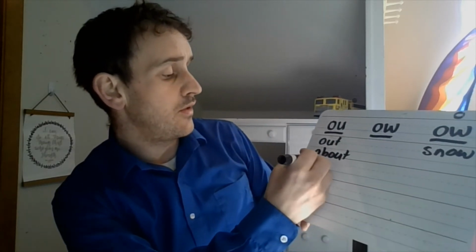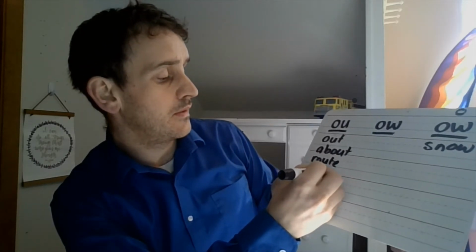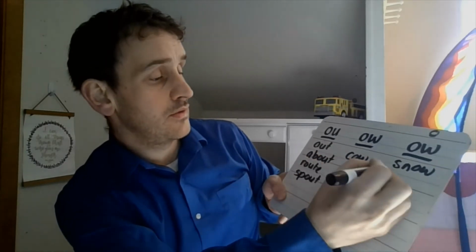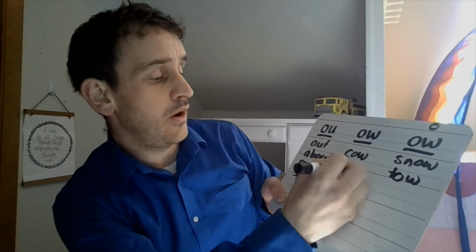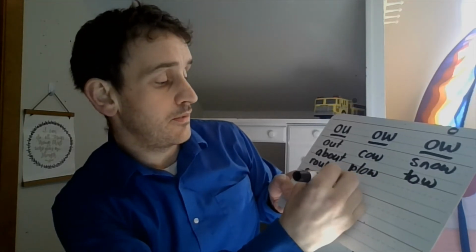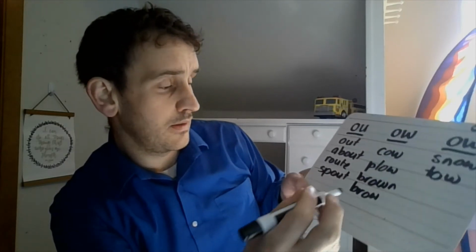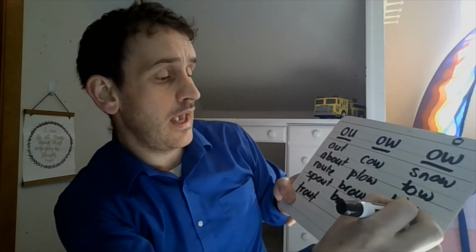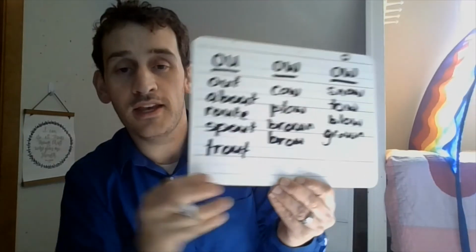So here's what you should have done. You should have had route, spout, cow, toe, plow, brown, brow, trout, blow, and groan. If this is what you got in your list, then that is correct.